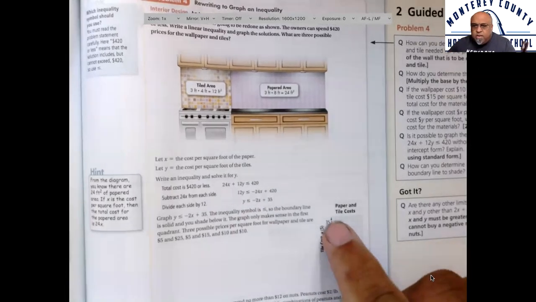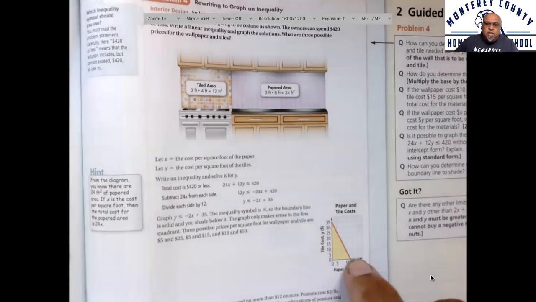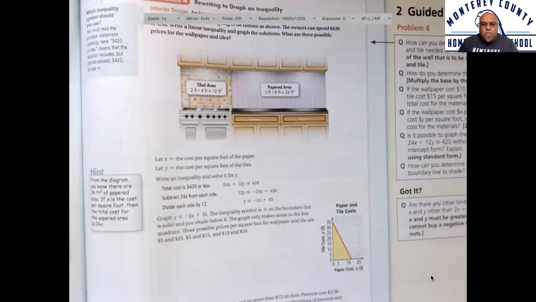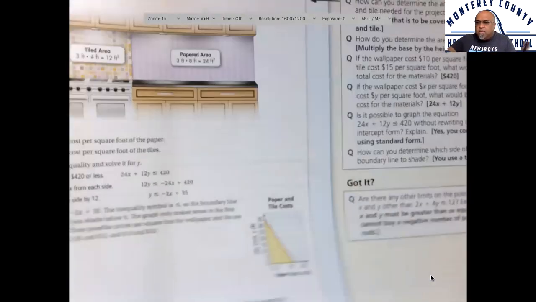So you end up graphing the line here. Now you'll notice we only use quadrant 1 because in this case we're not going to have negative values. A negative value for the amount of money that you spend on tile or paper could be equated to the store paying you money to take their paper or tile. And there's no furniture store or supply store that's going to do that. That's just not going to happen. So negative values wouldn't make sense in this particular inequality. So let me just focus in on the graph because that's the main thing I wanted to look at now.